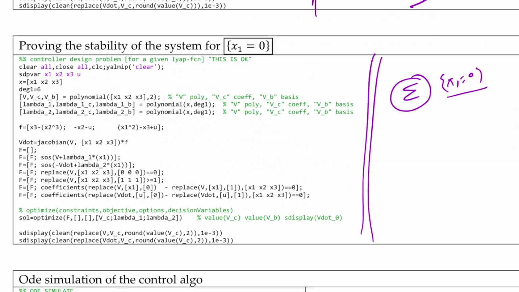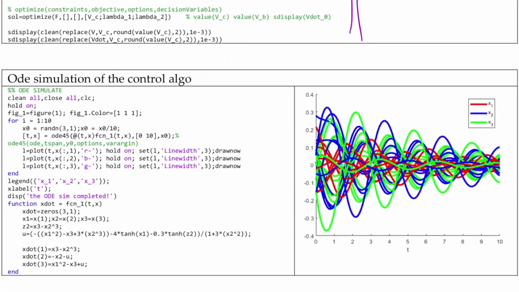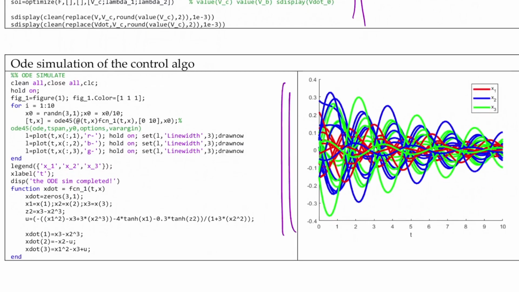And yeah, that's it. You can recover or find the coefficients of the Lyapunov function, which is a polynomial in terms of indeterminates, meaning here in this case x1 to x3, x1, x2, x3. All right, and these two sections are related to the stability on a given set, and this is the control and also the closed-loop stability and simulations.